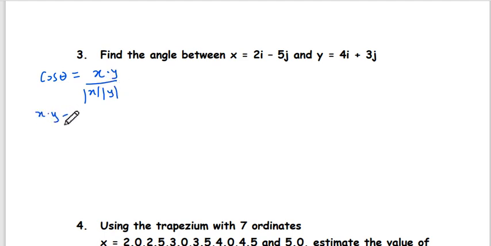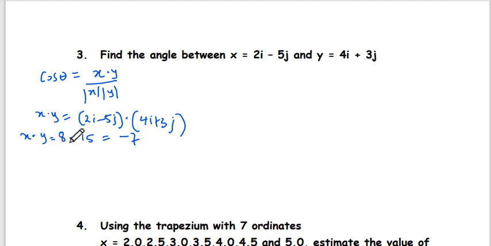x dot y, that's 2i minus 5j dot 4i plus 3j. Now when we get the dot product, 2i multiplied by 4i, that's 8, because i times i is 1, but i times j is 0, so 2i multiplied by 3j will give us 0, so no need to do that. So minus 5j times plus 3j, that's minus 15, which gives minus 7. So x dot y is equal to minus 7.